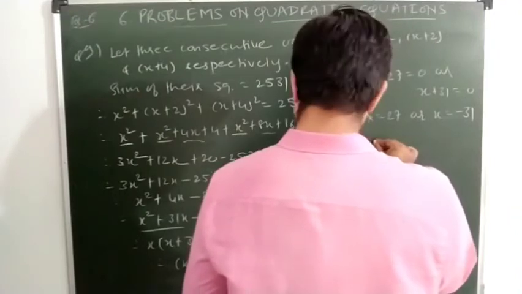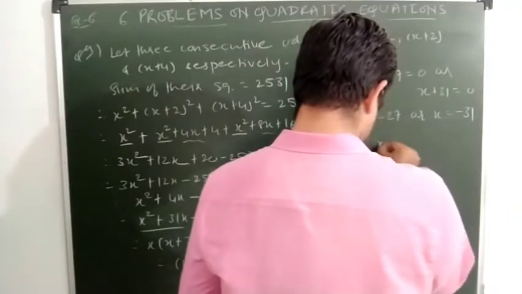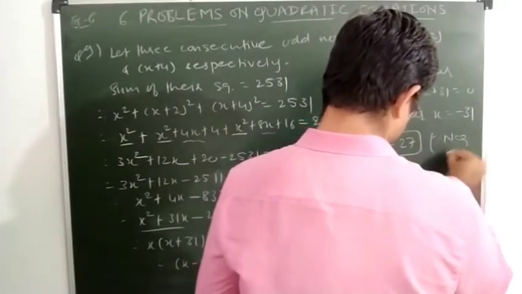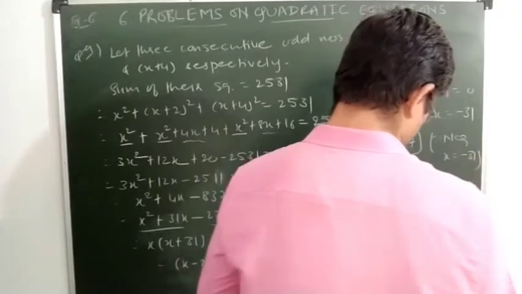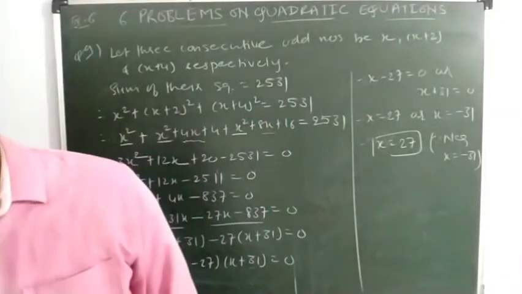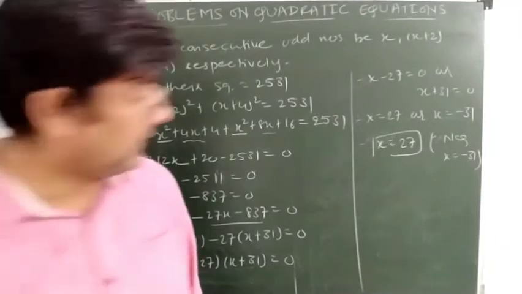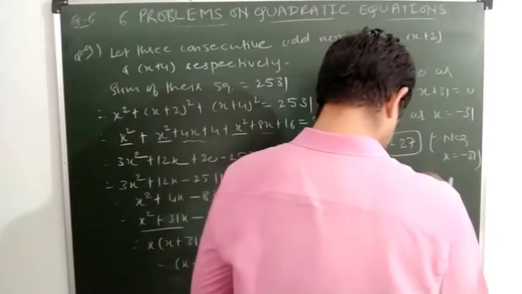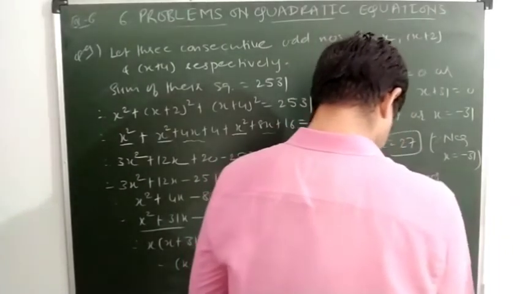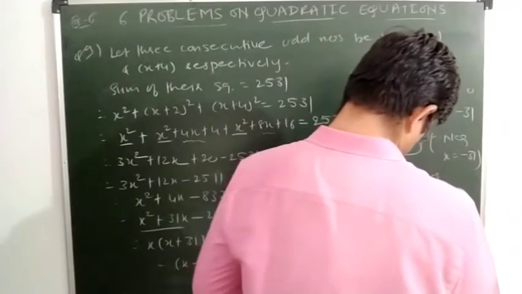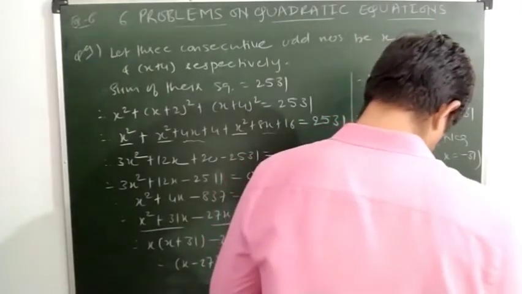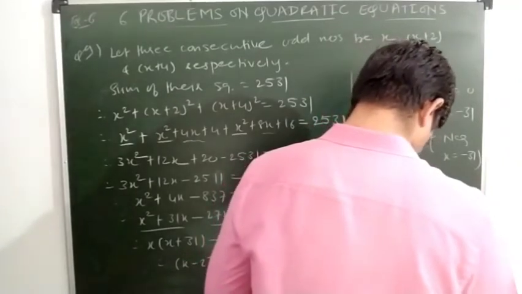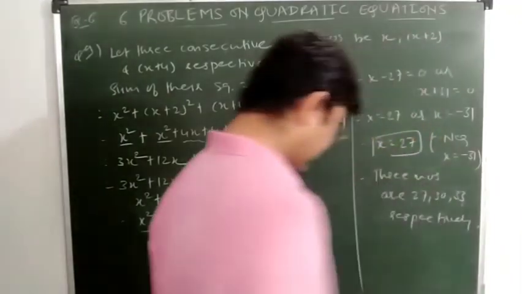Therefore x is equal to 27, neglecting minus 31. Okay, and therefore the three numbers are 27, 29 and 31 respectively. Clear?